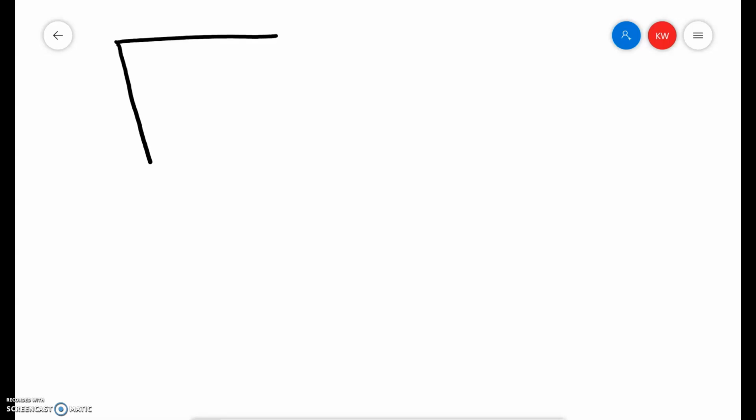Hi guys, today I'm going to show you and do some review on how to find the area of a trapezoid. Now, to find the area of a trapezoid, I'm first going to talk about what a trapezoid is. A trapezoid has four sides. It's a four-sided figure.